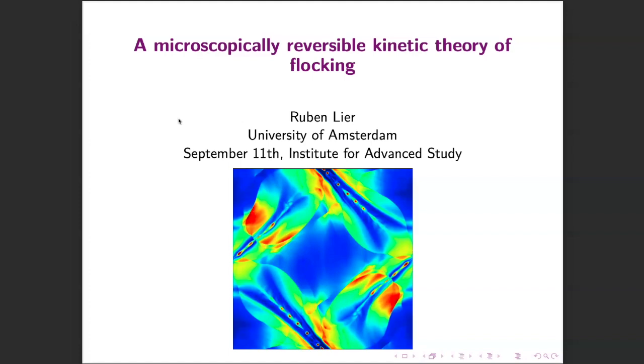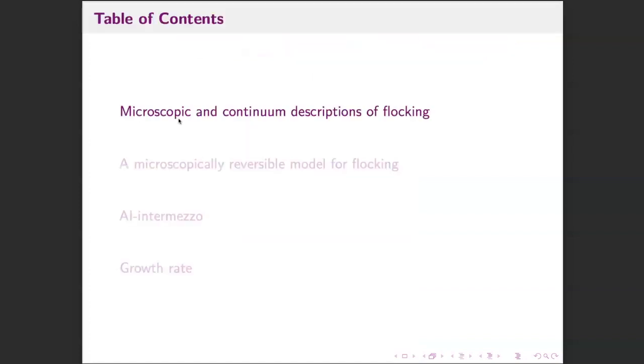Thank you, Twan. Great to be here. So I'll be talking about flocking. These are the topics I'll talk about. First, I'll just introduce the microscopic and continuum descriptions of flocking. Then I'll talk about the model that I propose. It's the microscopically reversible theory of flocking. Then I'll briefly talk about some of the related AI projects that I've been doing this summer. And then I'll get to the final part where I compute the growth rate, which is the key thing to bring about the flocking transition for any continuum description of flocking.